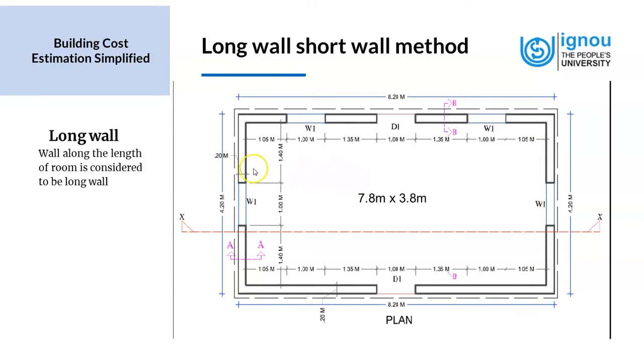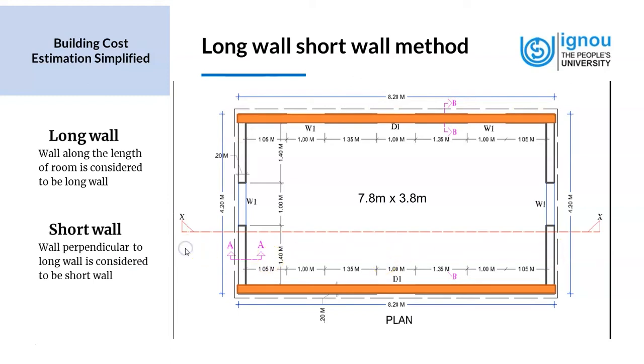The wall along the length of the room is considered to be the long wall. And so this is the long wall, and we see that it is taken from outer to outer. What about the short wall? The wall perpendicular to the long wall is considered to be the short wall. And we know that in this case, the short wall is taken inner to inner.